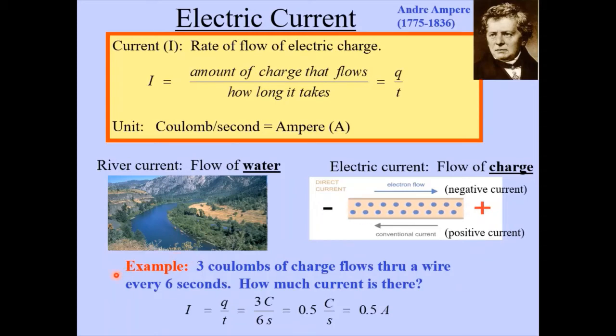Here's an example to calculate current. 3 coulombs of charge flow through a wire every 6 seconds. How much current is there? So we know that I, current, is equal to Q over T. Q is 3 coulombs, and that takes 6 seconds to flow through the wire. So 3 divided by 6 is 1/2, which is 0.5 coulombs per second, or we say 0.5 amperes, or 0.5 amps.